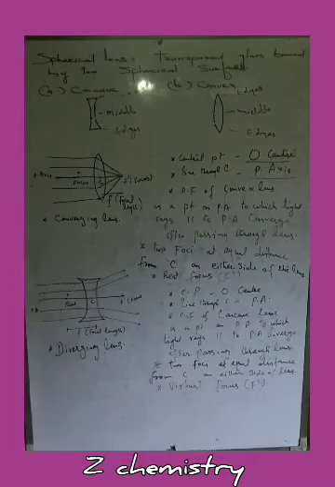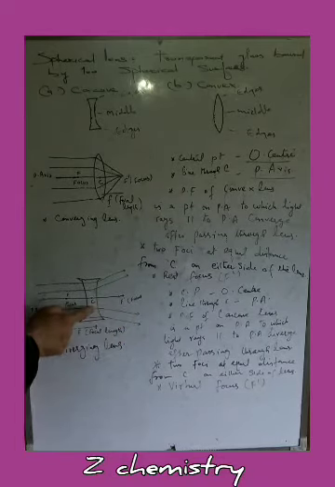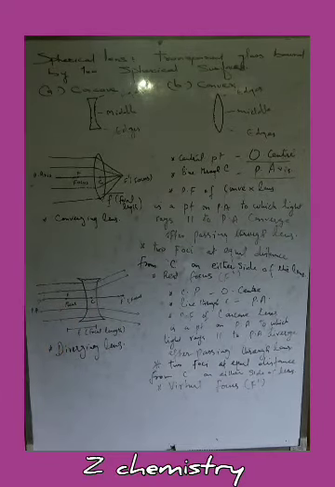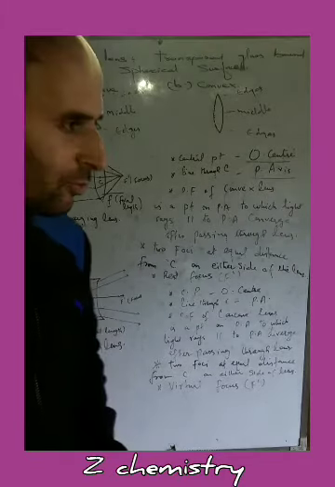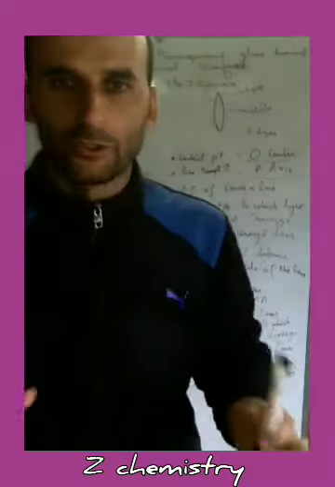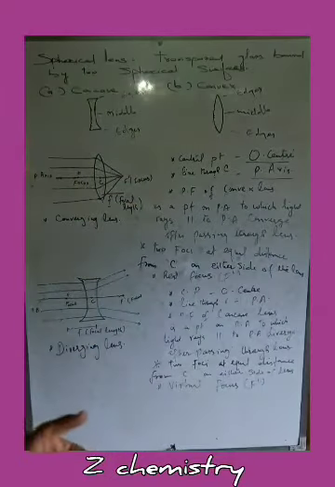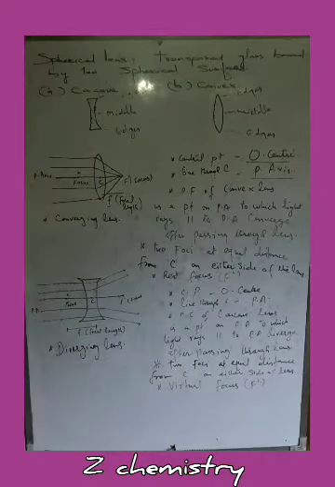The distance between this optical center and this focus is called the focal length. In this concave lens, there is a virtual focus. A point which usually is not shown on the paper is called a virtual focus.